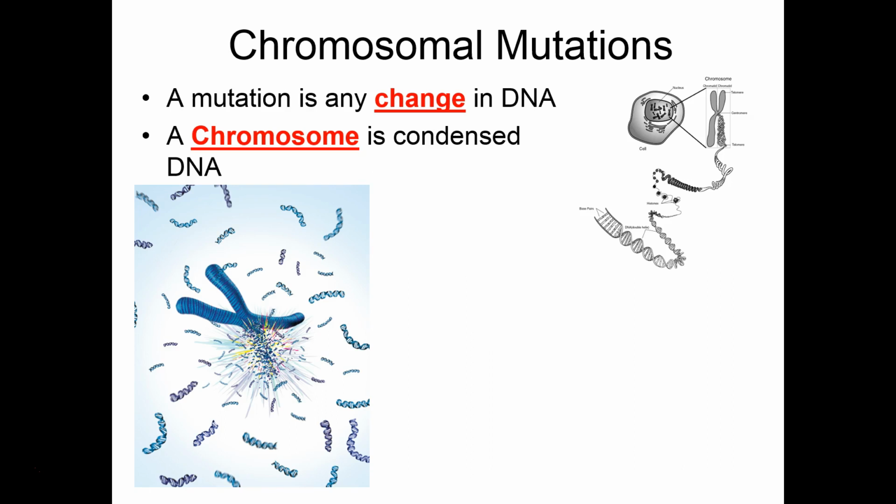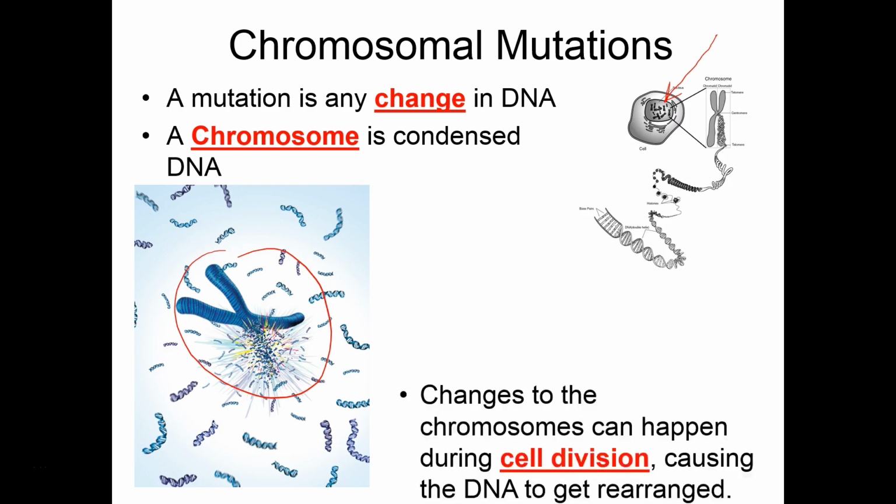A chromosome is condensed DNA. This X shape is what you usually see inside the nucleus of a cell. If you look up here, you can see those little tiny X shapes up there. That's condensed DNA that's ready for cell division. So it's nice and compact and organized and ready for the cell to move it around in cell division.